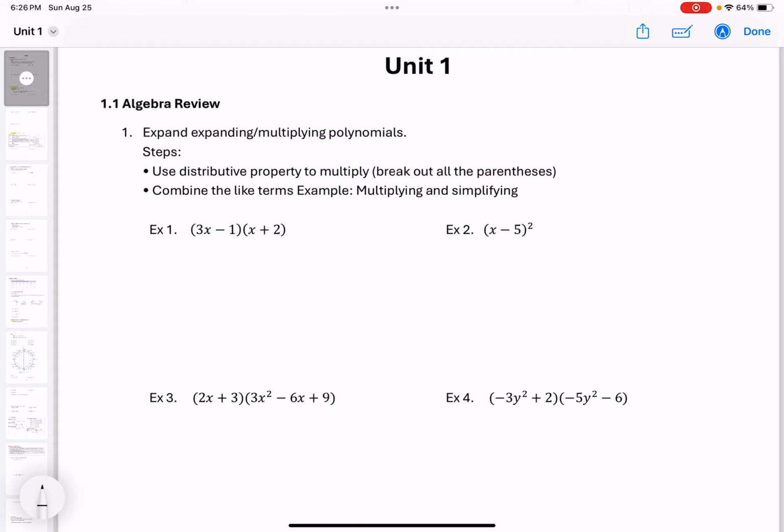In this video, we are learning college algebra review. First, let's expand or multiply polynomials.